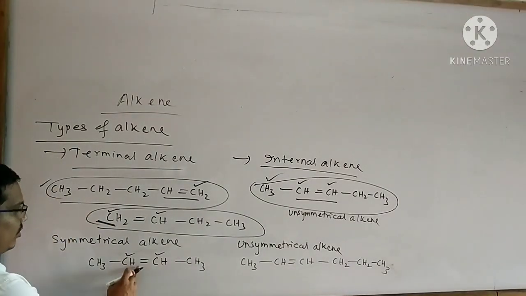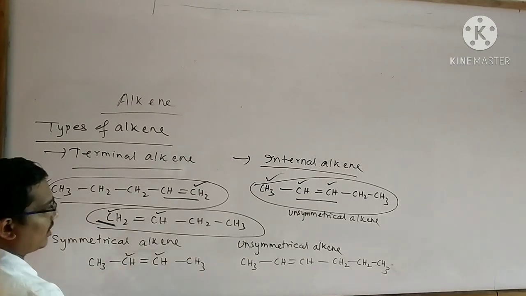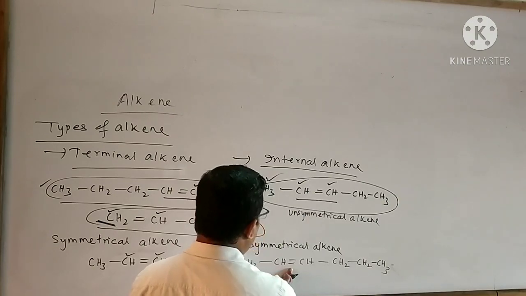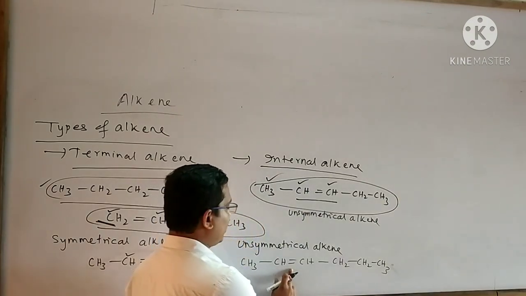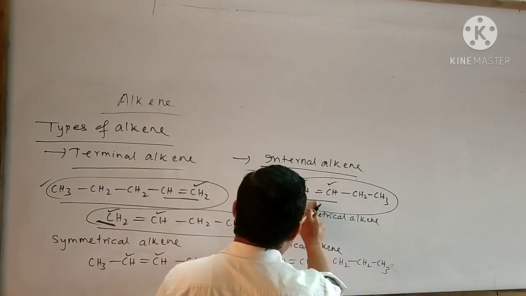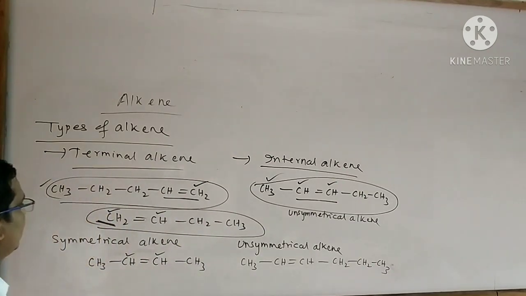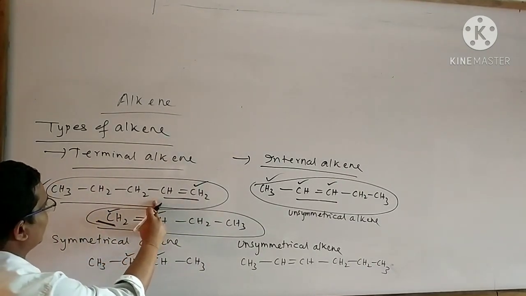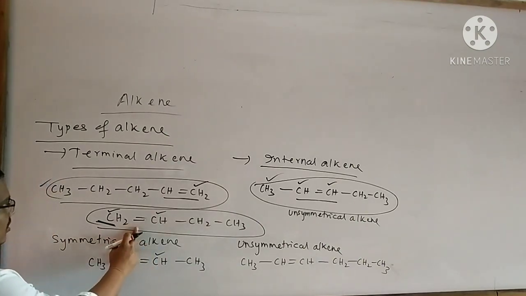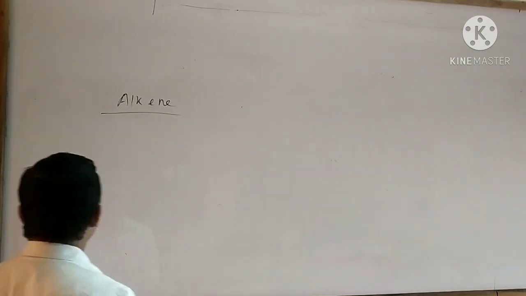Look at that, this is said to be an internal alkene and also a symmetrical alkene. This is said to be an internal alkene and it is also an unsymmetrical alkene. This is said to be an internal alkene and an unsymmetrical alkene. This is an unsymmetrical alkene, but it is a terminal alkene. This is also a terminal alkene, but it is an unsymmetrical alkene.